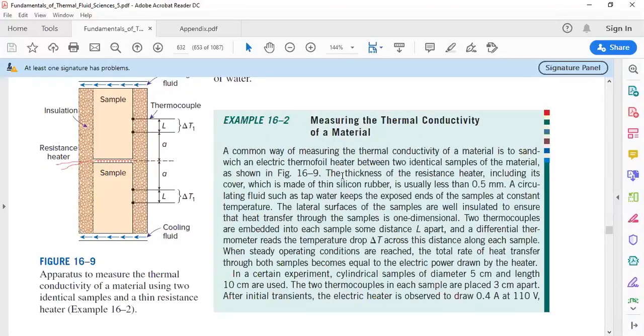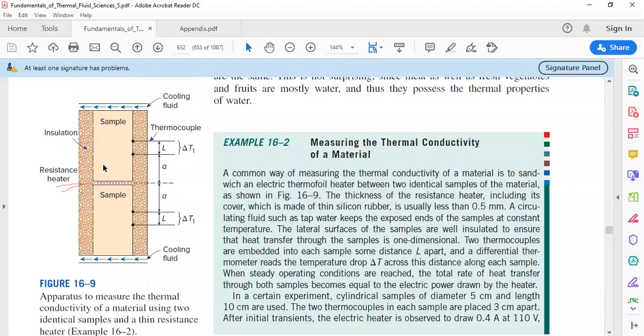So what do we have here? Measuring the thermal conductivity of a material that's sandwiched, an electric thermofoil heater between two identical samples of the material, as shown in the sketch here. So these are the two samples. This is the electric thermofoil heater. Now the heater, the electrical power, which is converted to heat, will be transferred equally to the two samples.